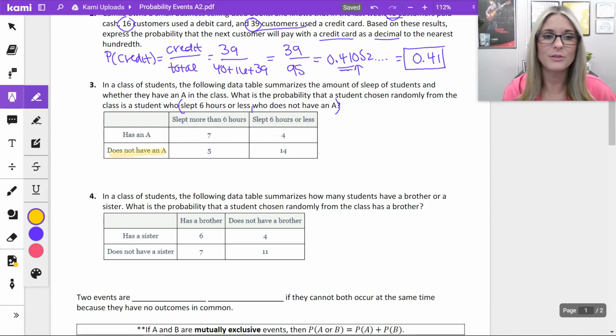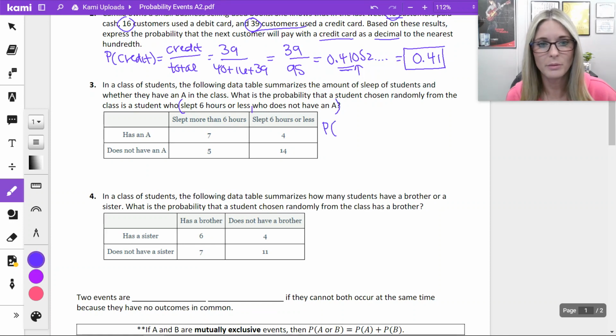Likewise, we have students who do not have an A. There was 5 who do not have an A, but they slept more than 6 hours. And then there's 14 students who do not have an A, but slept 6 hours or less. Do you see how that's arranged there? I could add up all of those in the center there. The 7, 4, 5, and 14 would tell me the total number of students. I could add up an entire column of all the students who slept more than 6 hours, or the column of all the students who slept 6 hours or less, or across the rows, add up an entire row of students who have A or do not have an A in the class.